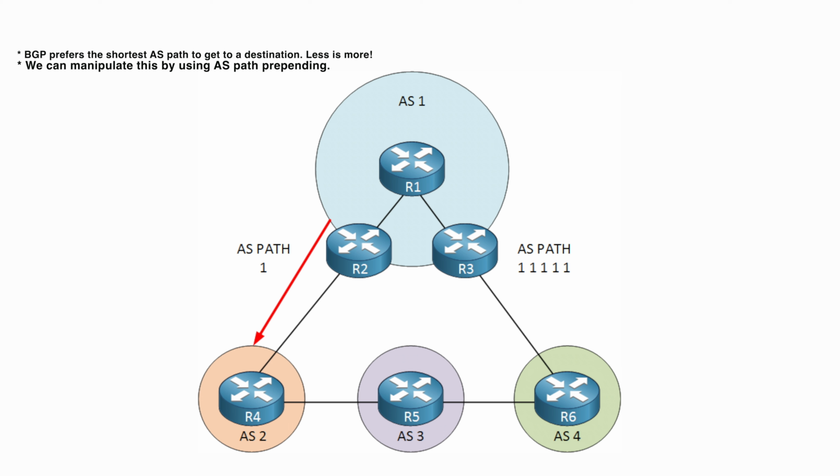It's going to pick router 2 because it only has one path to get to the destination, versus router 3, where it has its own autonomous system 5 times, plus it has to go across AS4 and AS3 to reach the destination network that resides on router 4. So essentially, router 1 is going to choose router 2 because it has the shortest AS path to get to the destination.